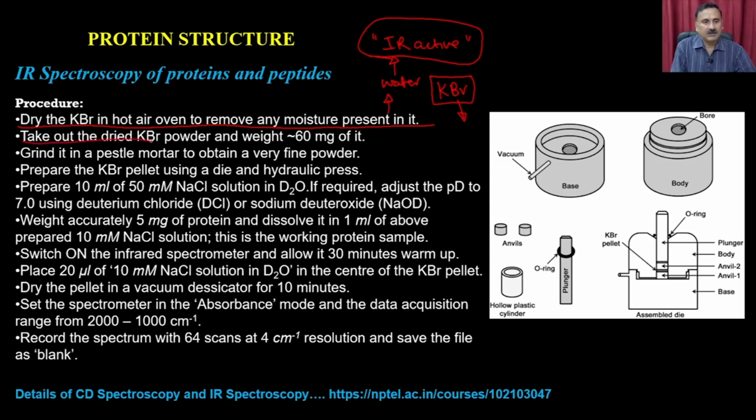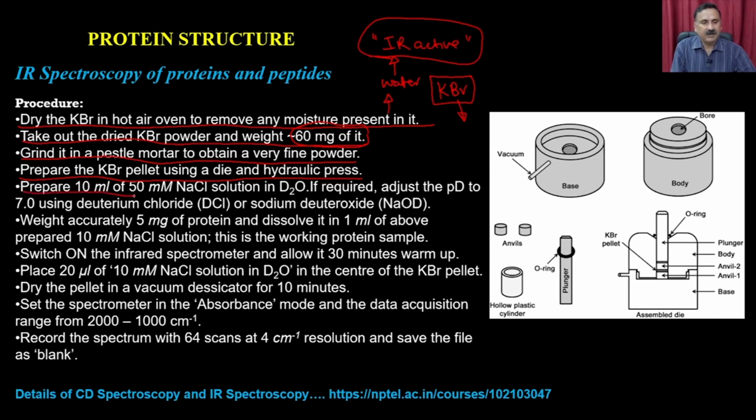You take out the dried KBr powder and weigh 60 milligrams of KBr. You grind the KBr in a pestle and mortar to obtain a very fine powder. Prepare the KBr pellet using a die and hydraulic press. So, this is the die and hydraulic press.